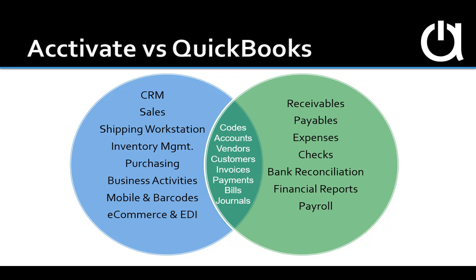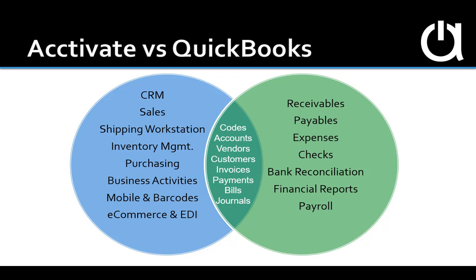So in Activate, you have CRM, sales, that's all the way from sales order to invoice, shipping workstation, integrations, inventory management. Obviously, Activate is an inventory management software, so we handle everything item related. Once you integrate with Activate, the item list is no longer maintained in QuickBooks, but Activate does create items in your item list based on the product class setup, specifically to use for the sales invoice detail lines in QuickBooks.